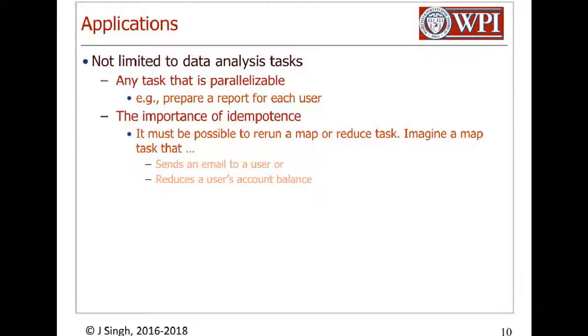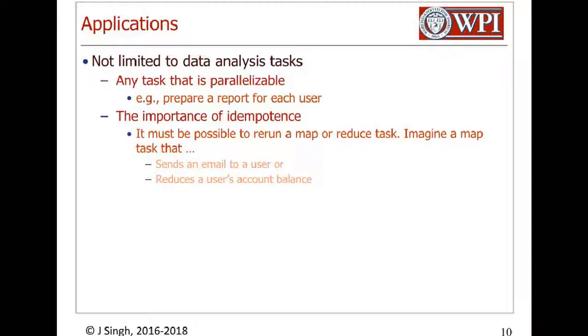And even worse, the second case here: if we have to reduce a user's account balance, we better be sure that we're doing it only once, right? So the rule basically is that map and reduce have to be written in such a way that they can be tried again, without any loss of generality or without any loss of function.